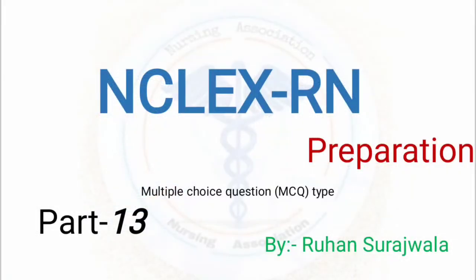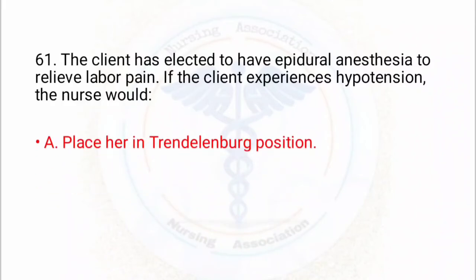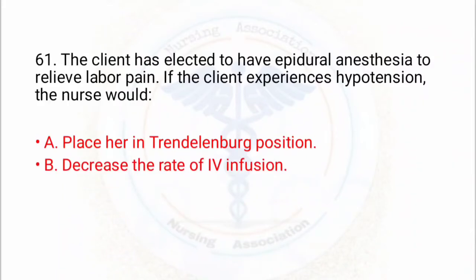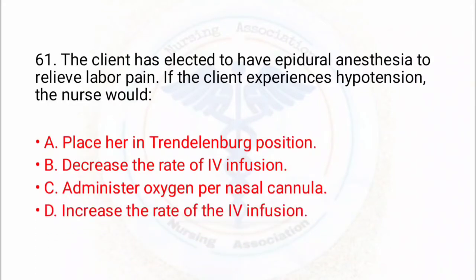Hello everyone. So today we will start NCLEX preparation part 13. We will start with question number 61. The client has elected to have epidural anesthesia to relieve labor pain. If the client experiences hypotension, the nurse would: A. Place in Trendelenburg position, B. Decrease the rate of IV infusion, C. Administer oxygen per nasal cannula, or D. Increase the rate of IV infusion.